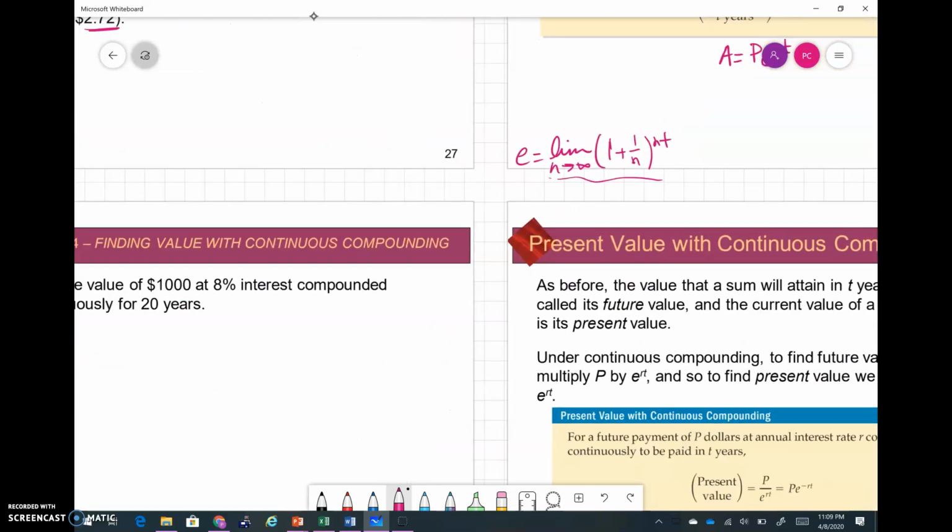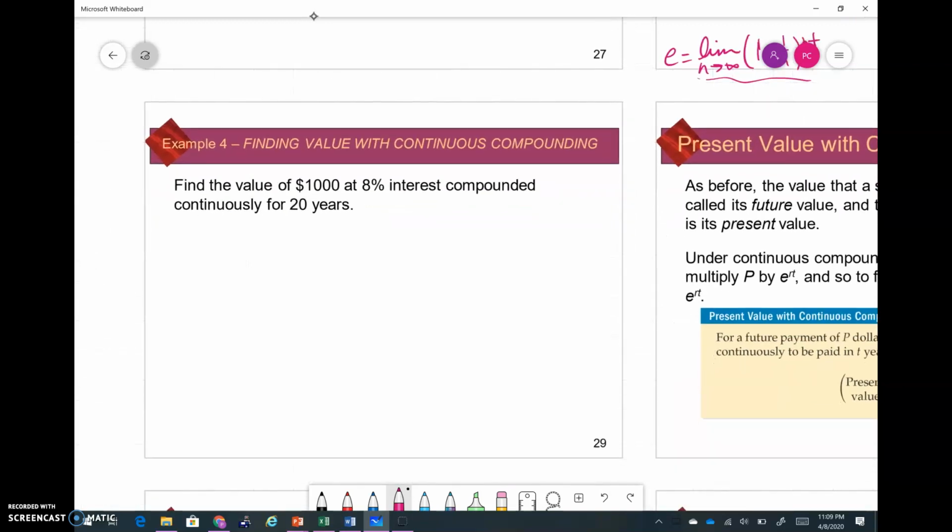So, take a second, pause your video, and find the value of $1,000 at 8% interest compounded continuously for 20 years.